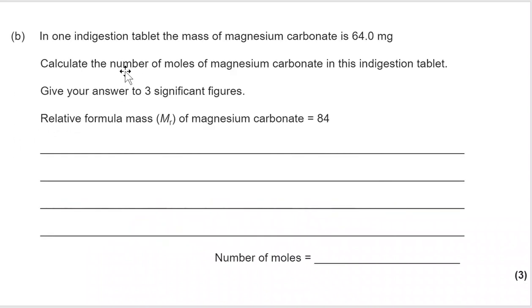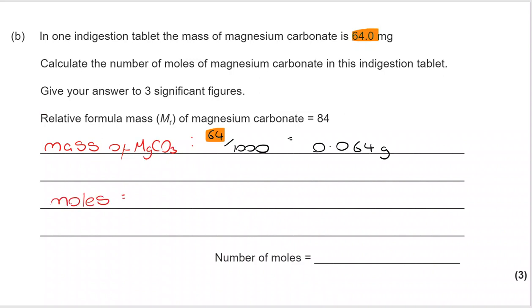For part B, in one indigestion tablet, the mass of magnesium carbonate is 64 milligrams. Calculate the number of moles of magnesium carbonate in this indigestion tablet. Give your answer to 3 significant figures. So the mass of magnesium carbonate, I've got 64 milligrams, but I'm going to want it in grams, so I divide by 1,000. I've got 0.064 grams. Now in terms of moles, number of moles is mass divided by formula mass. So I've got my 0.064 divided by the 84, and that gives me a figure of 7.62 by 10 to the minus 4.